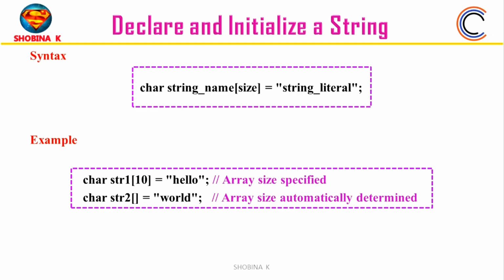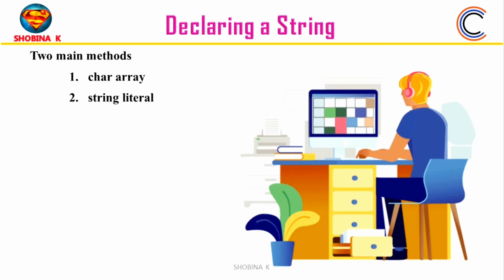Look at the examples given below. In both cases, str1 and str2 are character arrays initialized with string literals, which represent the strings hello and world respectively. As I mentioned earlier, there are two ways to declare and initialize strings in C.